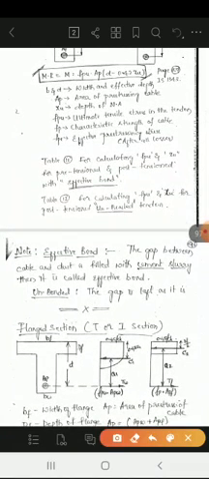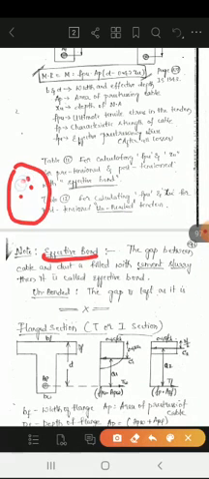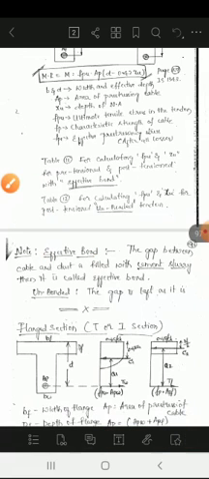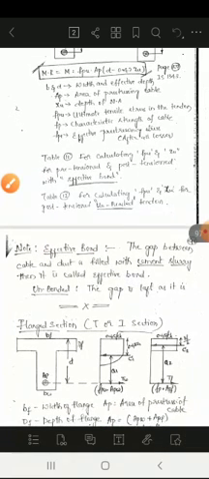Effective bond is nothing but this: whatever the duct is there, and there are some cables, the gap between the cable and the duct is filled with a cement slurry or something similar. Then it is called effective bond. And unbonded means the gap is left as it is; these are called unbonded tendons. So table 11 and table 12 we are going to see.